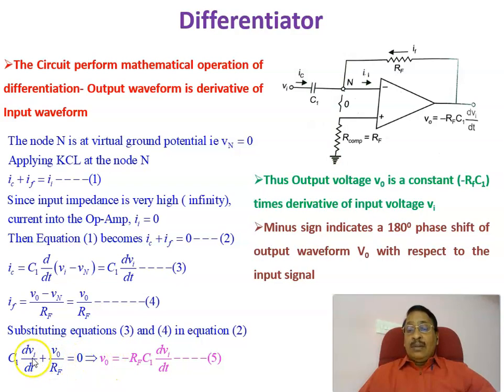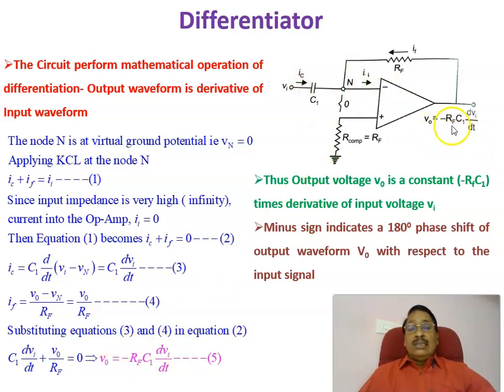Or you can see from this one, the output voltage V0 is equal to, if you take it to the side, minus Rf into C1 into dVi by dt. Therefore, the output voltage is proportional to the derivative of the input voltage, multiplied by a constant, that is the time constant, which is equal to Rf into C1. But there is a negation because we are giving the input to the inverting terminal.